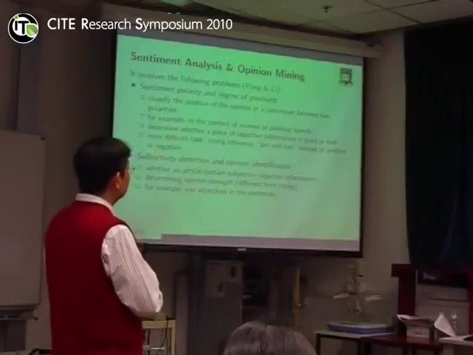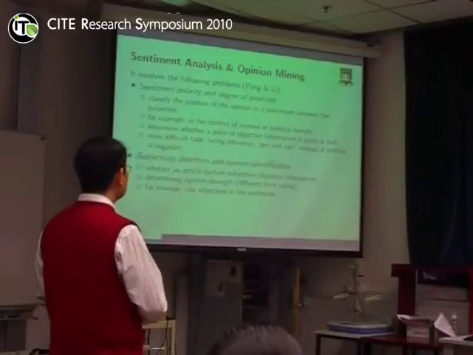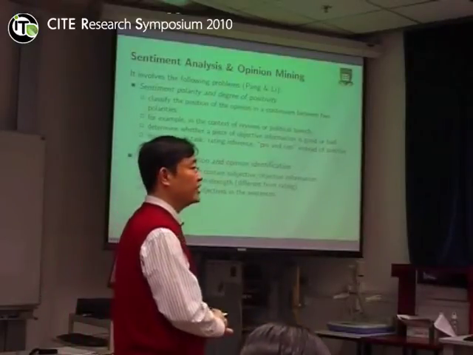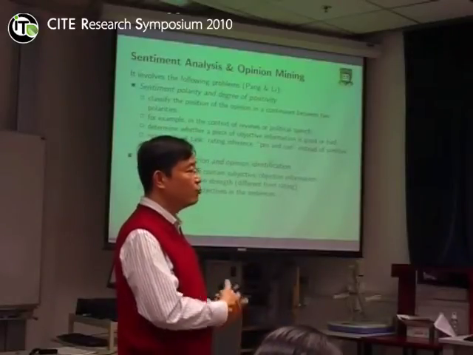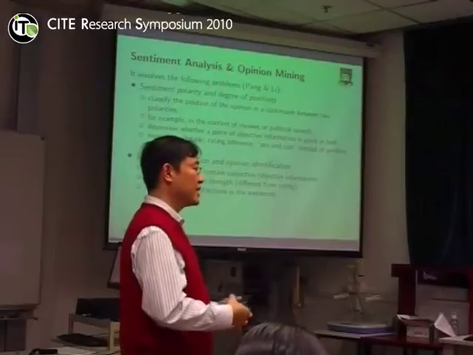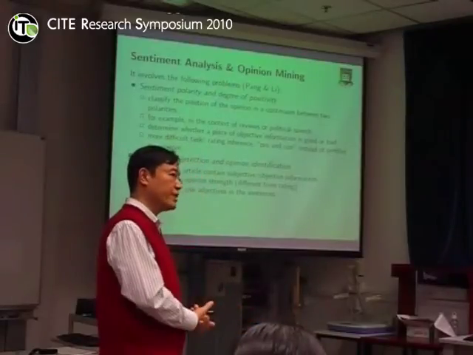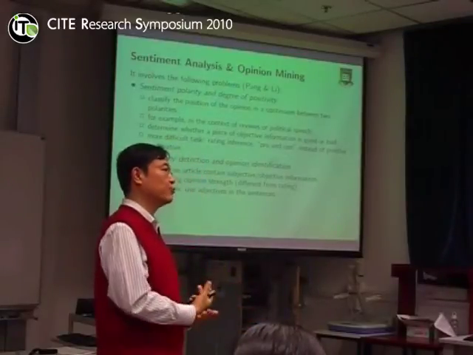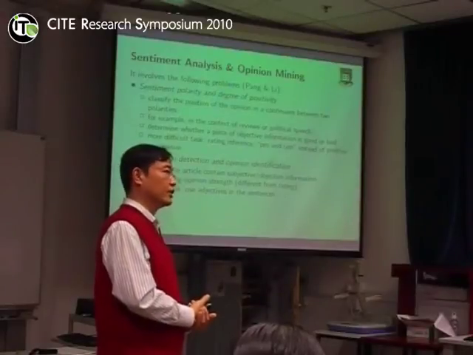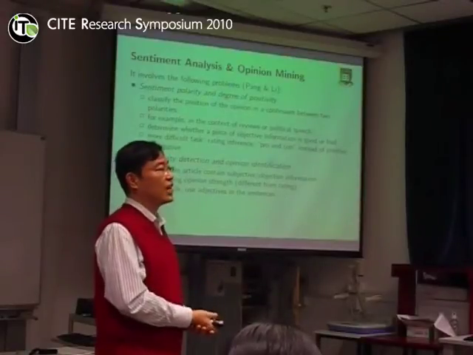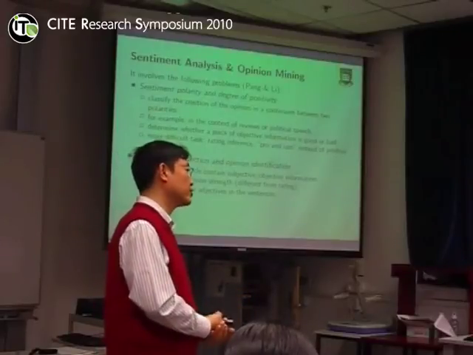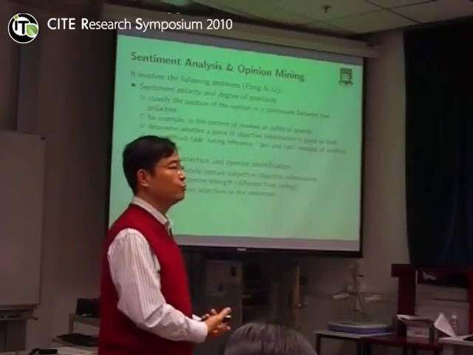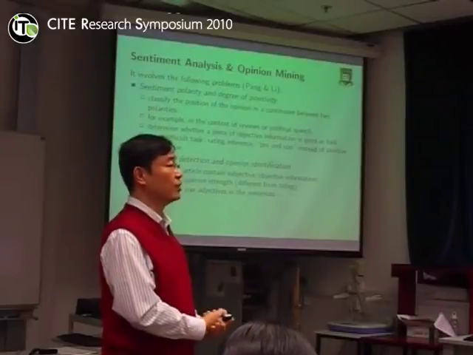The other issues studied in this topic are subjectivity detection, or opinion identification. By looking at the article, we want to tell whether the sentence gives you an objective opinion, or whether it is the subjective opinion of the author. That will be useful. For example, whether this is a piece of factual information, or the personal opinion of the author. That will be quite different.